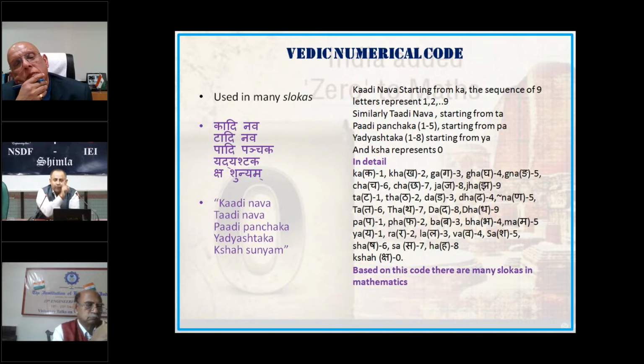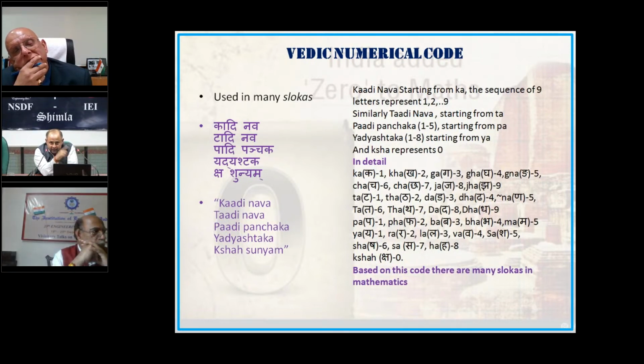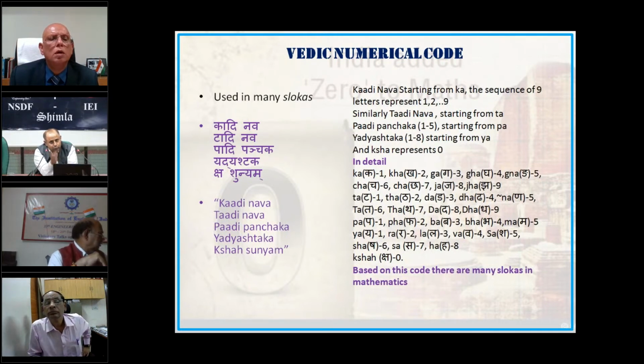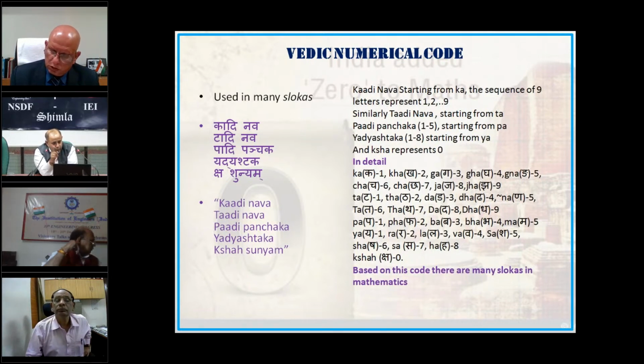This means Kadi Nava: begin from the letter K up to 9 letters further. Give number 1 to K and increase one more number for every subsequent letter. K means 1, Kh means 2, G means 3, and so on till J, which means 9. Again begin with 1 at T, and then up to Dha you increase it to 9. Padi Panchak, from Pa you increase 5 numbers, 1, 2, 3, 4, 5. And Yadi Ashtak, from here you begin and give one number to each subsequent letter up to 8. From here to La, the numbers are to be increased from 1 to 8. And Ksha will be given the number zero.